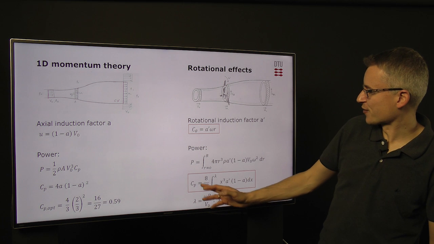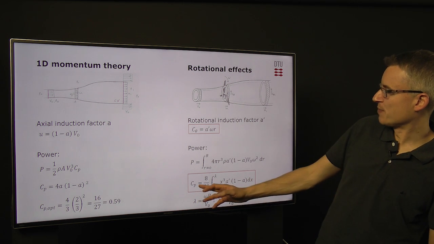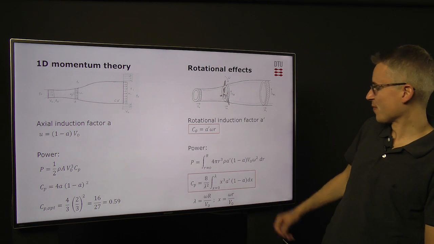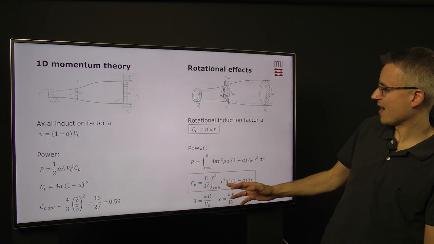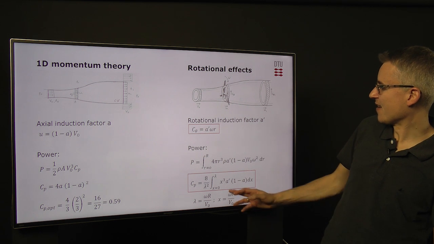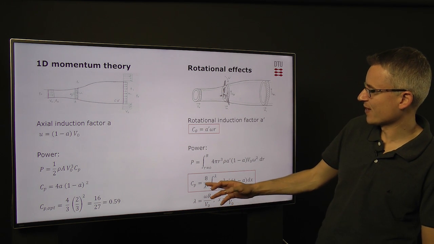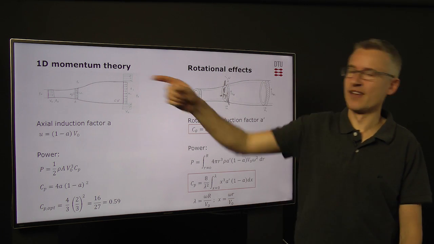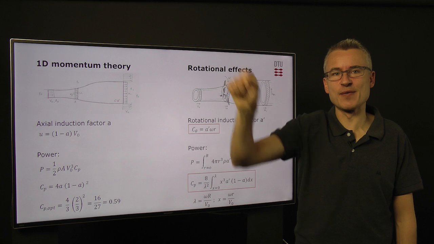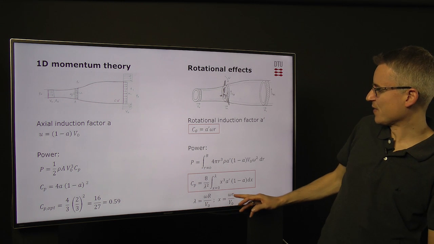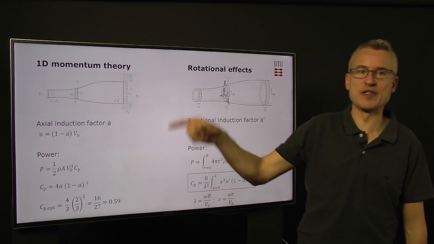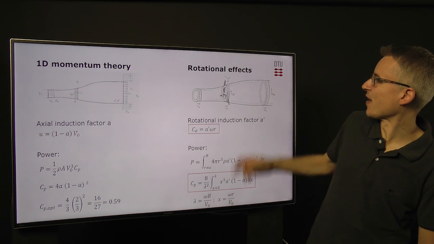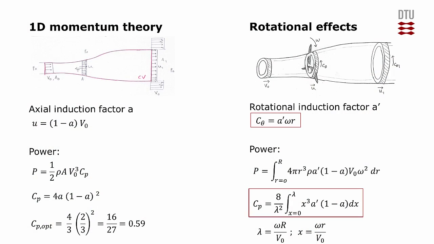And this comes out of turbine theory. From that one here, we can also derive a Cp. So now Cp is not just a function of the axial induction. It's an integral which involves both the axial induction and the rotational induction. And we have some numbers involved. Lambda, that's called the tip speed ratio, the ratio between rotational speed at the tip and incoming wind speed. And x, which is the local ratio between the rotational speed and the incoming speed, not at the tip, but somewhere else on the blade.